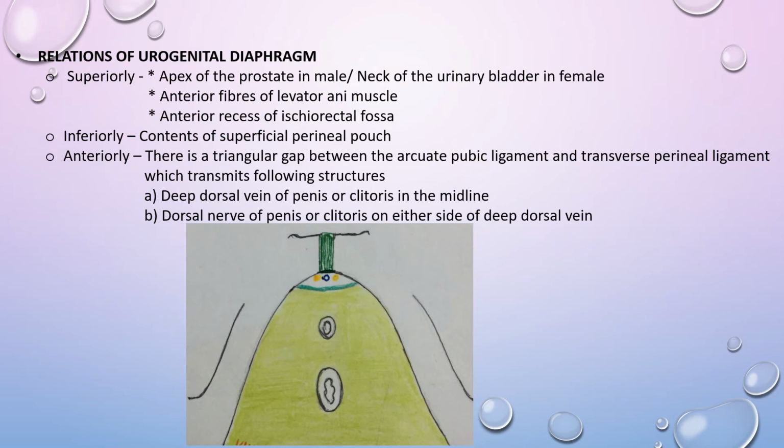If you carefully observe the anterior margin of the perineal membrane, it is thickened to form the transverse perineal ligament. Above this ligament, there is one more ligament, the arcuate pubic ligament, that lies just below the pubic symphysis. There is a gap between these two ligaments, which transmits the following structures: the deep dorsal vein of the penis or clitoris in the midline, which you can appreciate in the diagram, and the dorsal nerve of the penis or clitoris on either side of the deep dorsal vein.